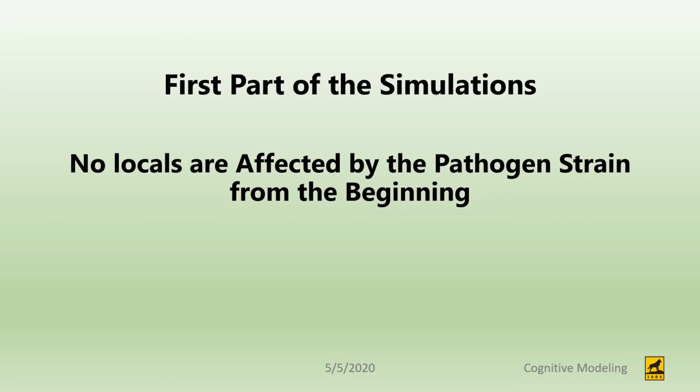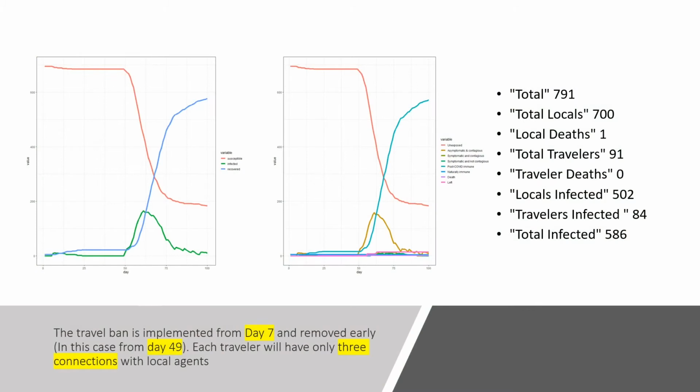In the first part, no locals are affected by the pathogen strain initially. In this simulation, travel ban is implemented from day 7 and lifted at day 49. A traveler has free connection when he or she enters the system.